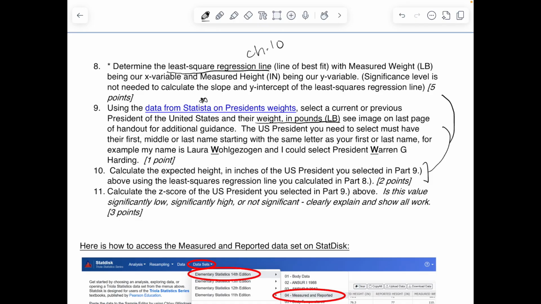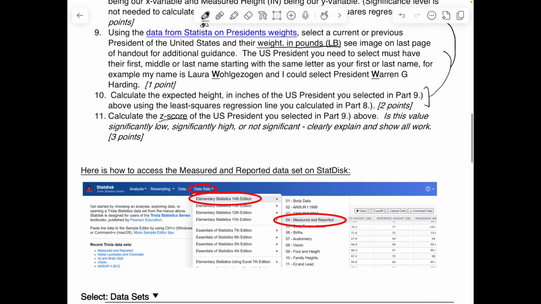And then 11 is calculating the z-score. So this time we want the z-score of the U.S. president that you selected in part 9 above. And it asks if it's significantly low, significantly high, or not significant. It does say to round for this project 4 decimal places, so make sure you round your z-score to 4 decimal places.